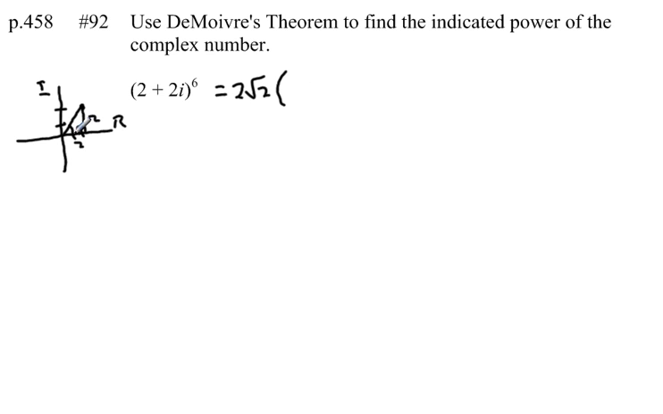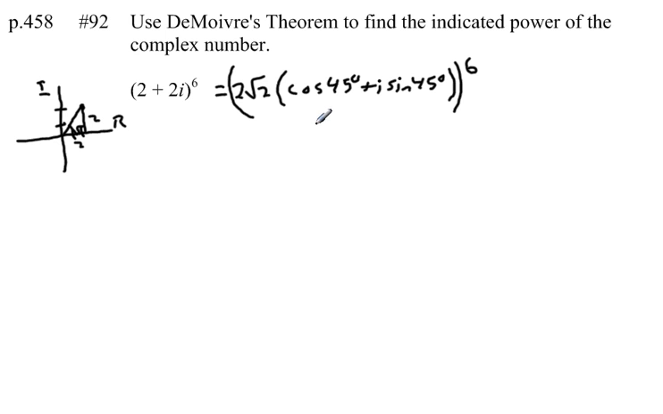times theta, this angle right here. Well, since these quantities are the same, theta must be 45 degrees. So this is the cosine of 45 degrees plus i times the sine of 45 degrees. Okay, so what I want to do is find this number to the 6th power. So what I've just done is translate 2 + 2i into trigonometric form.